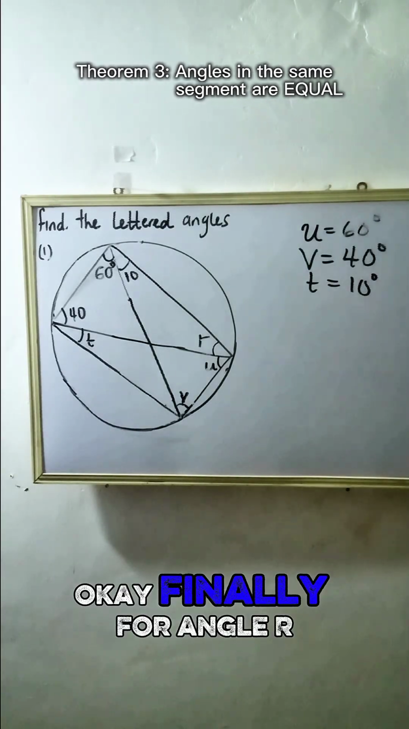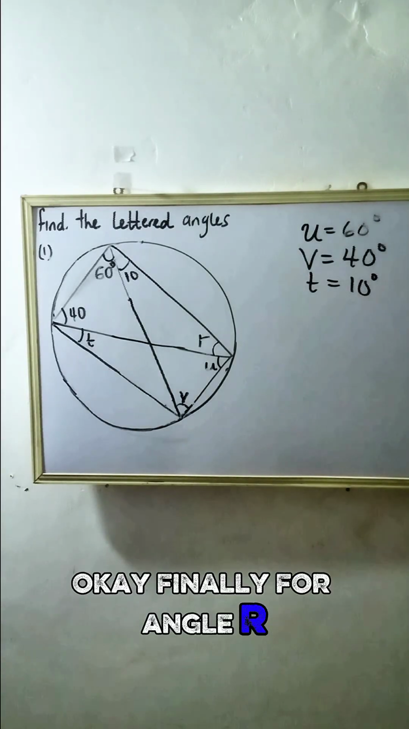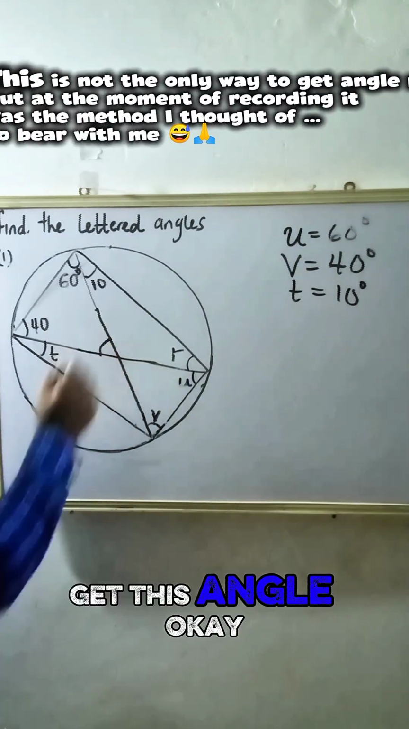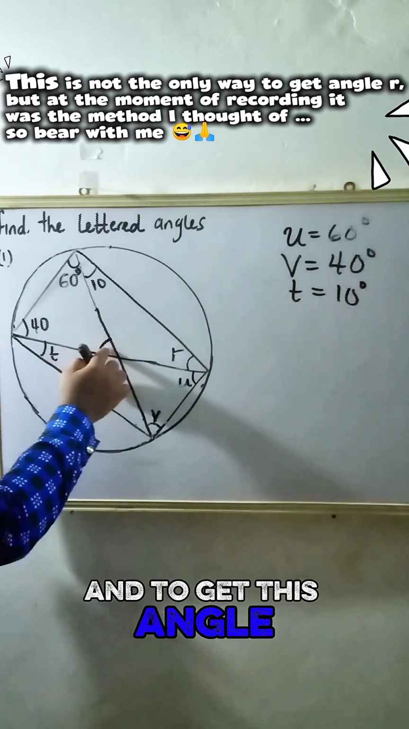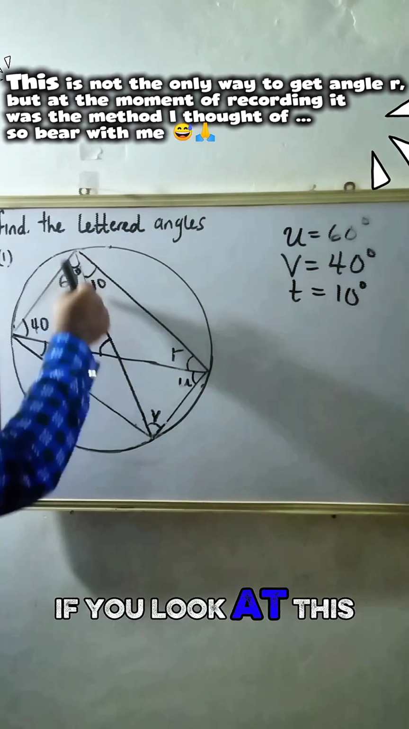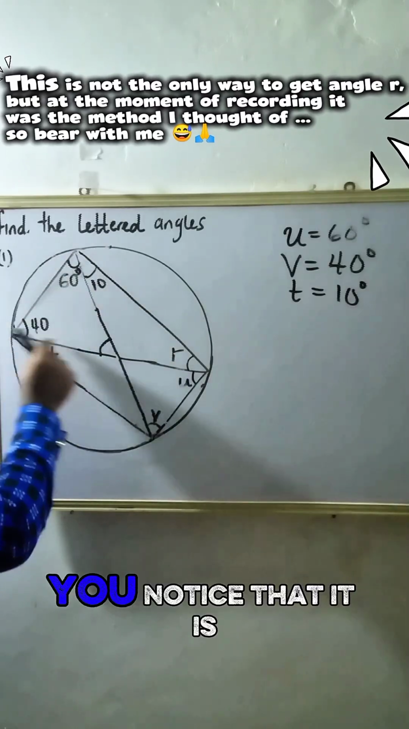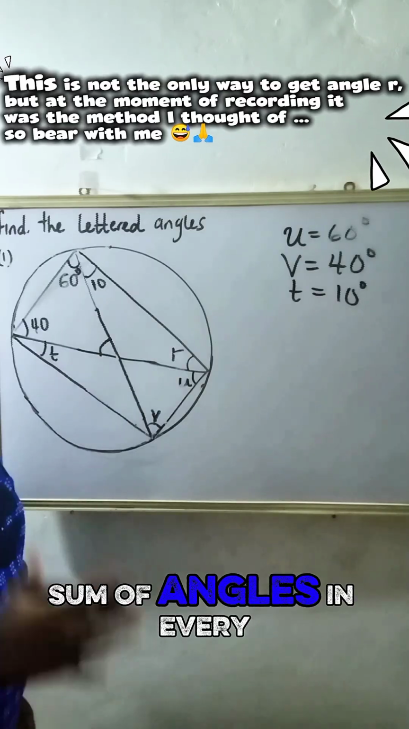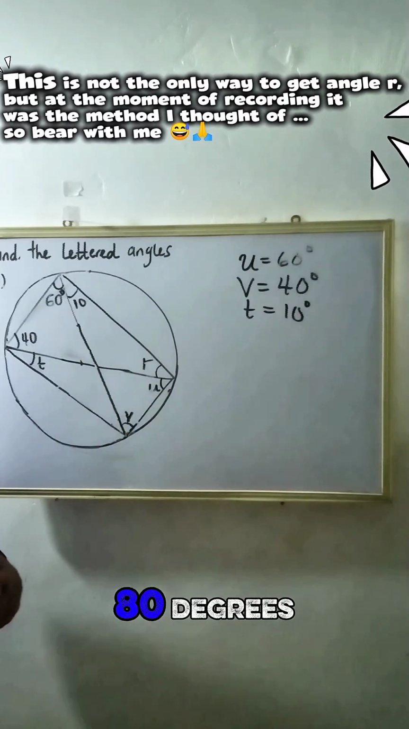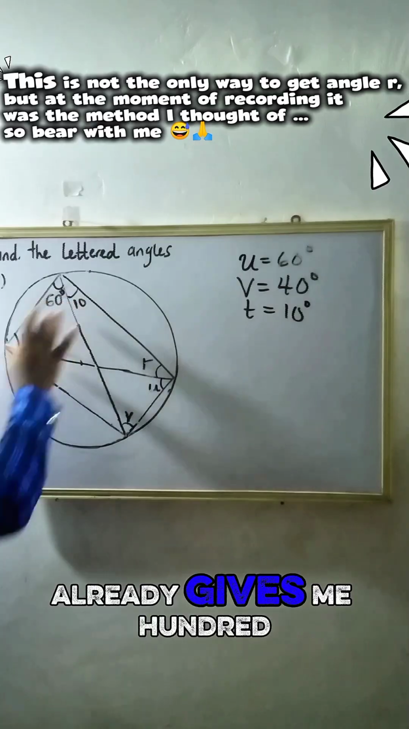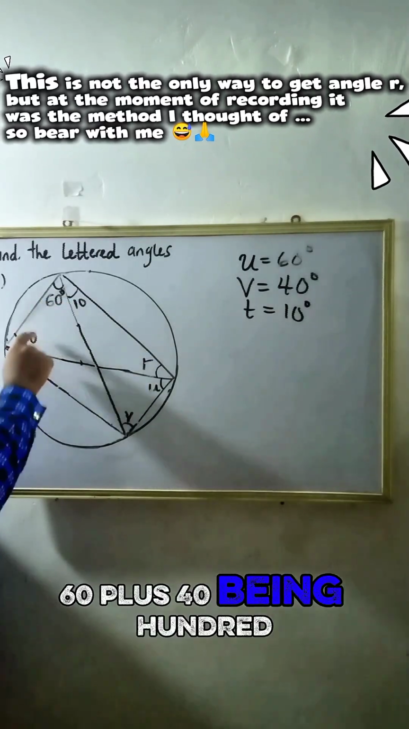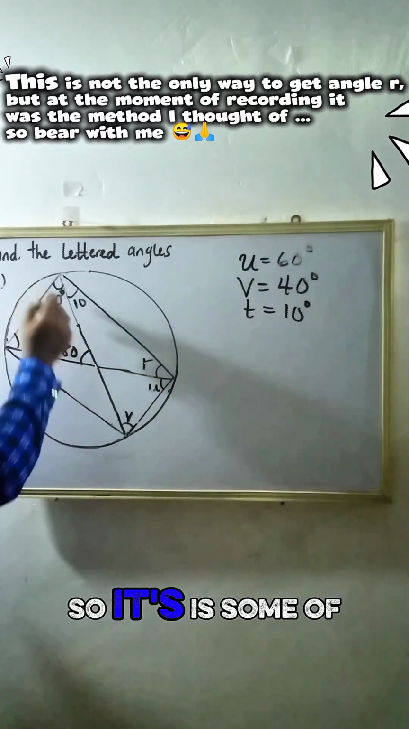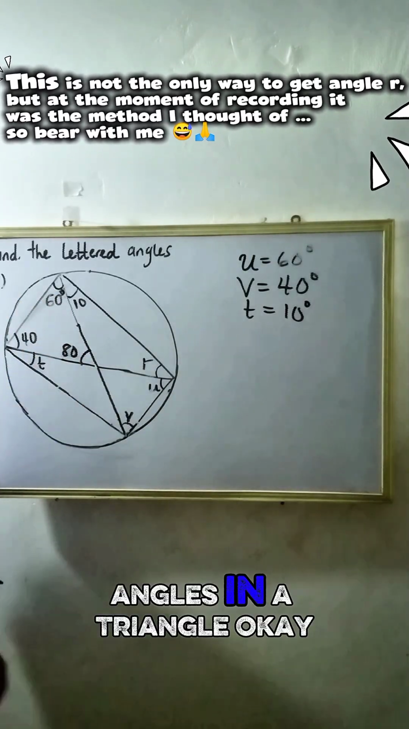Okay? Finally, for angle R, to get R, I will need to do something quite different. Now, I will need to get this angle. Okay? And to get this angle actually is quite simple. If you look at this shape here, you notice that it is triangular in nature, and I know that the sum of angles in every triangle is going to be 180 degrees, and I notice that this already gives me 100. 60 plus 40 being 100. So what I'll be left with here is 80 degrees. So it is sum of angles in a triangle.